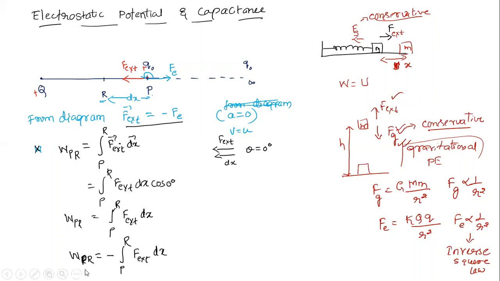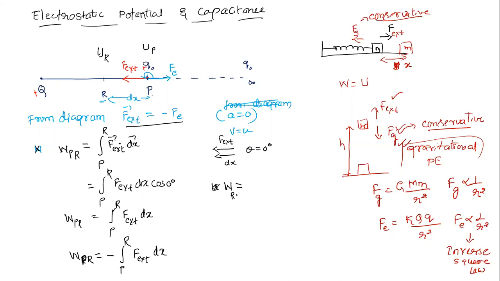So whatever work we are doing will be stored in the form of what now? Potential energy. Let's say the potential energy at point P is UP, not Uttar Pradesh, just UP, meaning potential energy at point P. Here the potential energy at point R is what now? UR. Then I can say the work done, this same formula, will be what now?